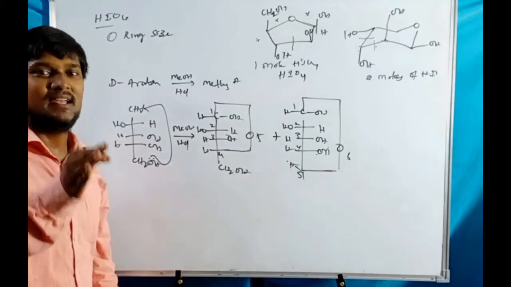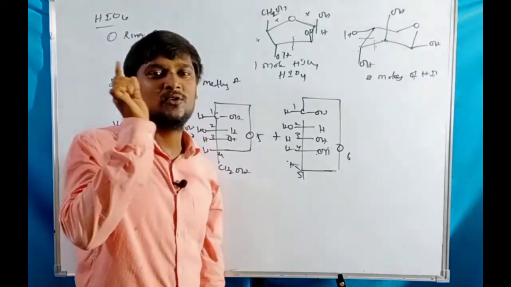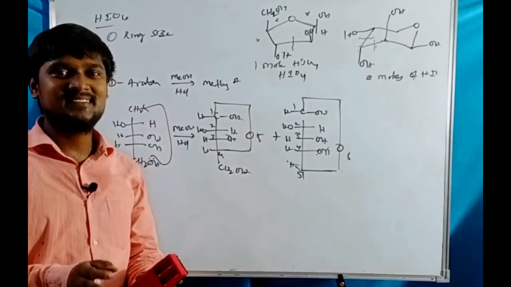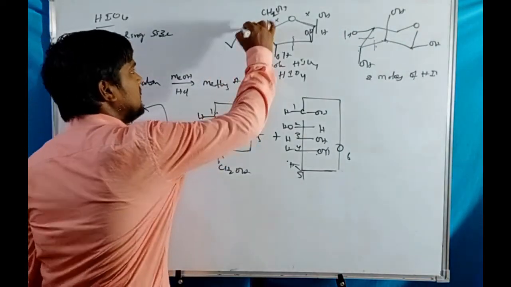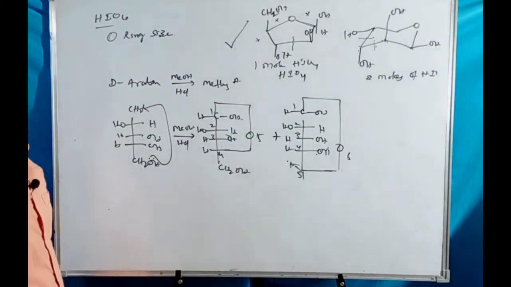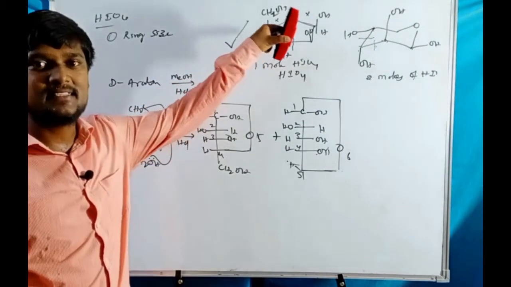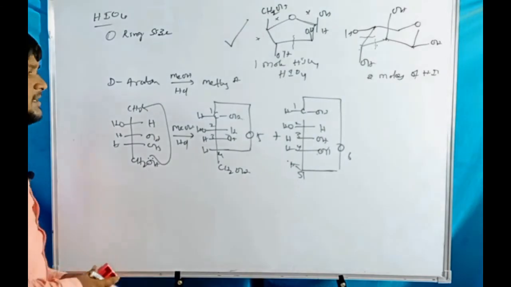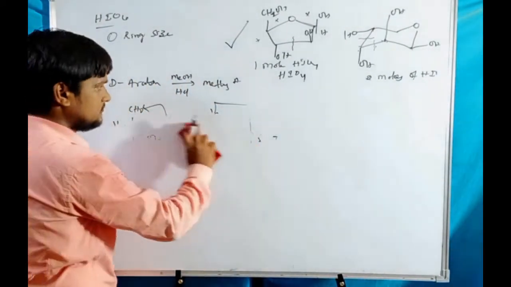The overall final experimental data will give the information. It consumes only 1 mole of HIO4, which indicates it is in the form of a furanose type structure. So this is the first application of HIO4: 1 mole of consumption of HIO4 indicates a furanose type structure. Now let us discuss the second application. I think it is clear. Now the second application of HIO4.